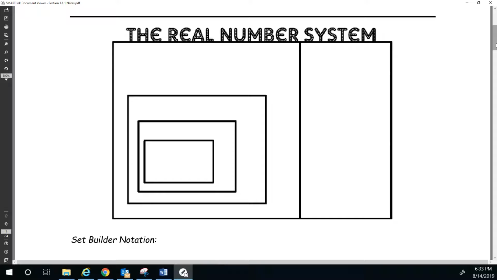So the smallest set of numbers that we know are called the natural numbers. And that's the smallest numbers. These numbers are 1, 2, 3, 4. Sometimes you hear them called the counting numbers, but in our book they call them the natural numbers. And we denote the natural numbers with this bold-faced N.